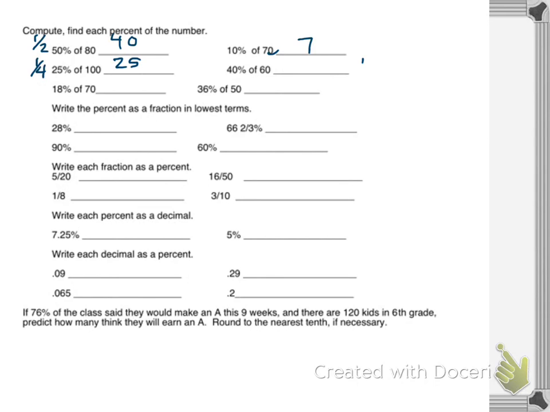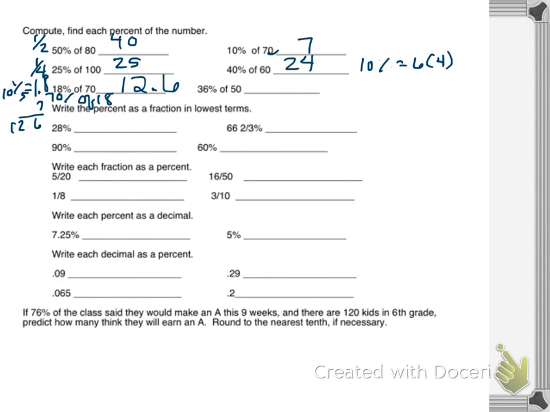40% of 60. All right, well, 10% is 6, so we can do that times 4 to get 40 is 24. This one I would flip around. Remember we talked about we can say 70% of 18. So 10% is $1.80 times 7. 56, carry the 5, so 12.6.